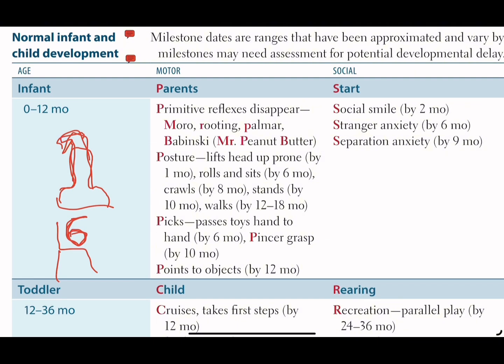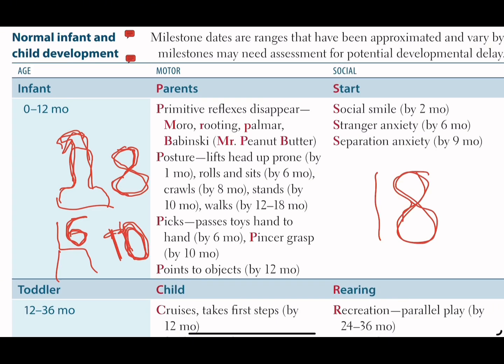Crawls by 8. I remember the 8 is like a track, so he's crawling in circles. Crawls by 8, stands by 10, as if this is the baby and he's standing, and this is like a stick that he holds. So stands by 10, walks by 18. We said crawling 8. So with the stick, he's walking, without crawling, without the 8. So this is 10, only standing, and this is walking.